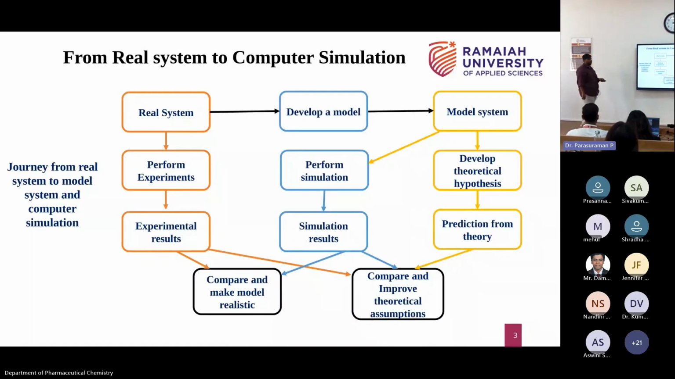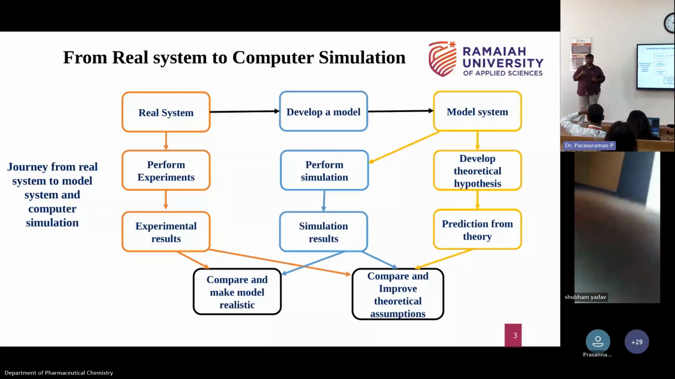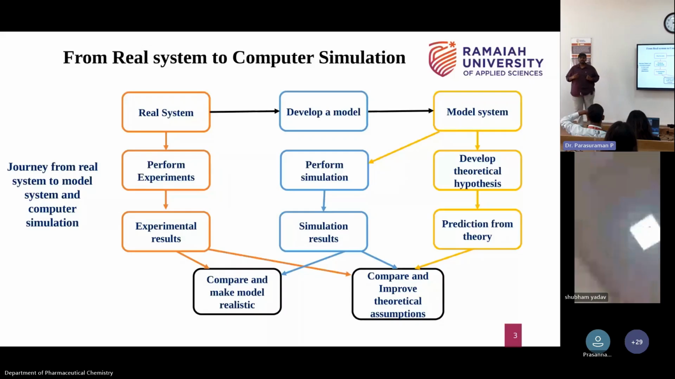So we'll have a hypothesis, and to apply the theory, we'll be predicting for the hypothesis. Comparing the real system results and the simulation results will improve our predictions greatly. Comparing real system results and simulation results to the hypothesis may increase our prediction more.